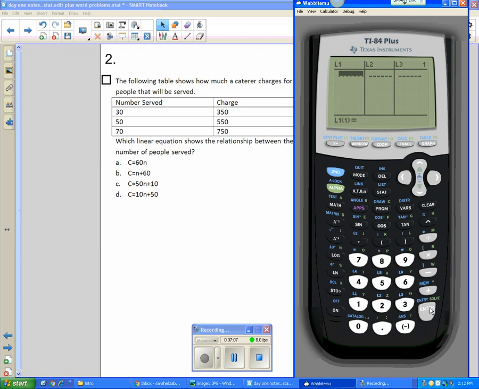What should y'all always have? If you don't, I need to fix it for you, because otherwise you'll never get the right answer. You should always have L1 and L2. Okay, in L1, I'm going to put the numbers right here on the left. I'm putting in those numbers. I'm putting in 30, enter, 50, enter, 70, enter.